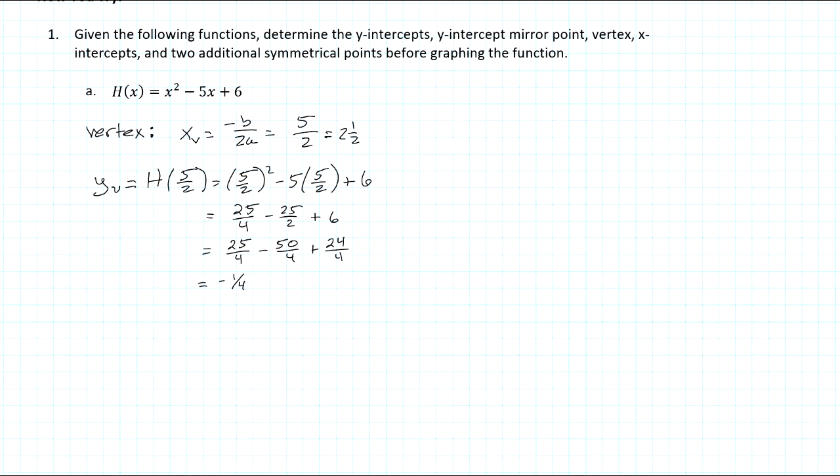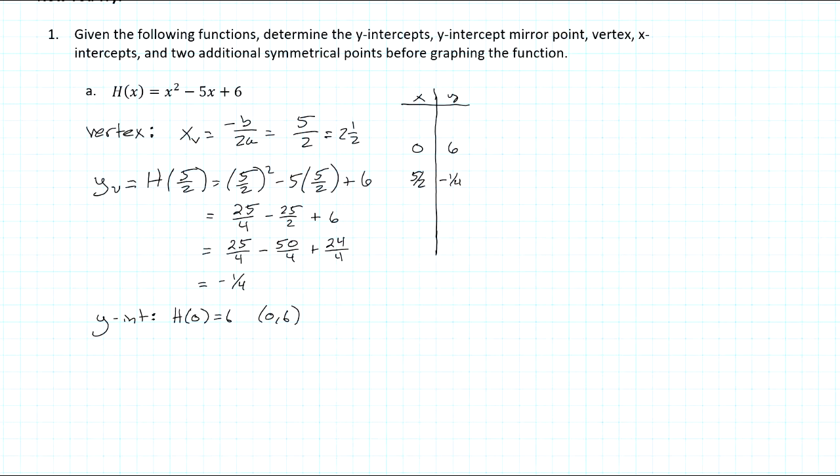All right, so I'm going to make a table here. And my vertex I'll put in the middle of this table. I've got 2.5 or 5 halves and negative 1/4. And then I'm going to find my y-intercept. It's going to be at h of 0 equals 6, so the point 0, 6. So that's going to be to the left of 2.5. Let's put it right here. For now, we'll see if we have to move that.